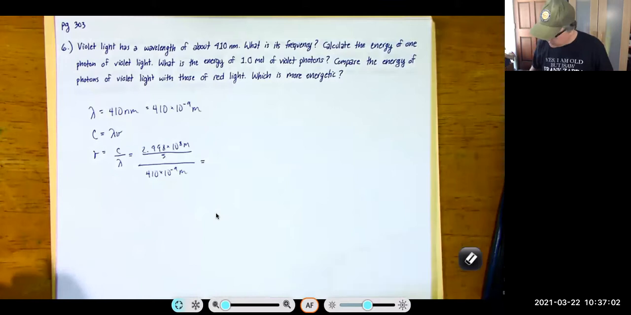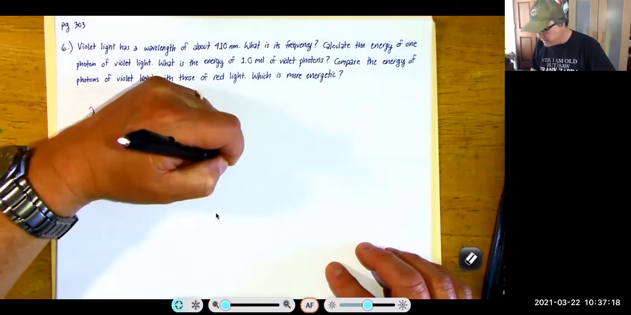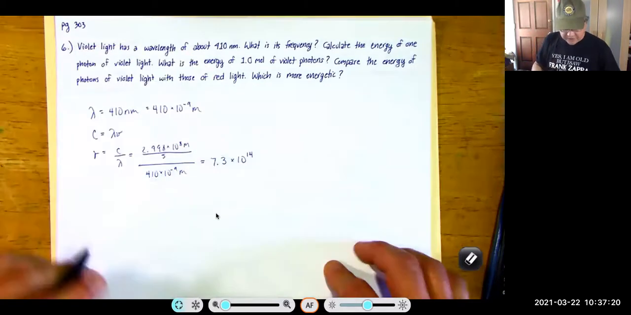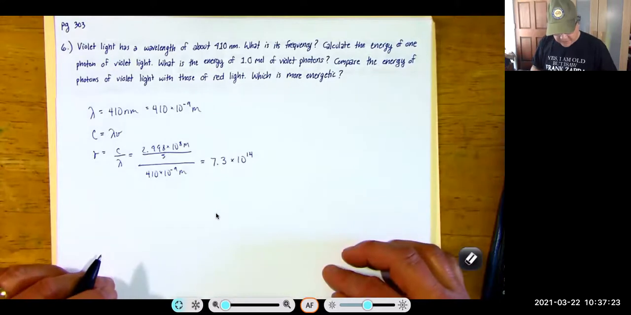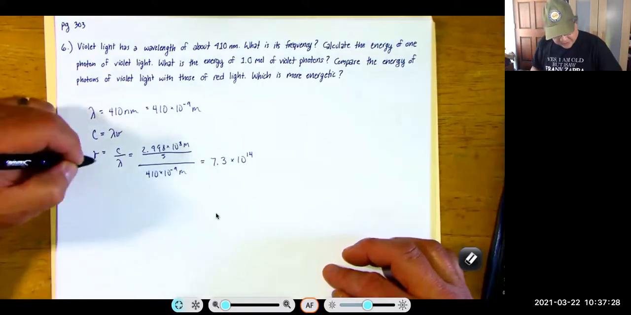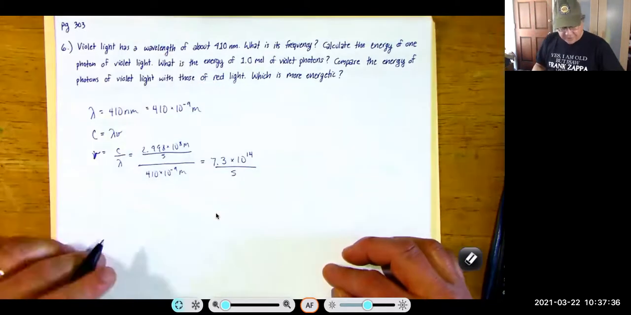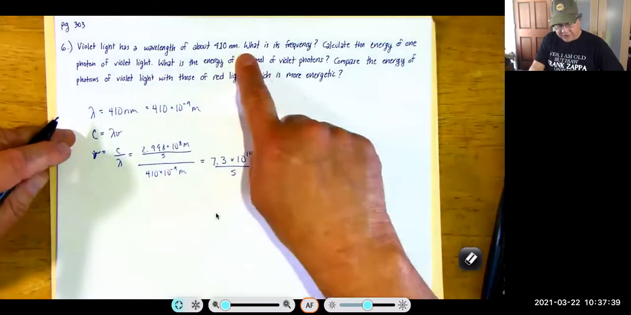Okay, 2.998 EE 8 divided by 410 EE negative 9. And we get 7.3 times 10 to the 14. So I think I said 15, so I was a little off. And now I know why. But at any rate, this is the nu, and so that's going to be per second. So this is the answer to what is the frequency.